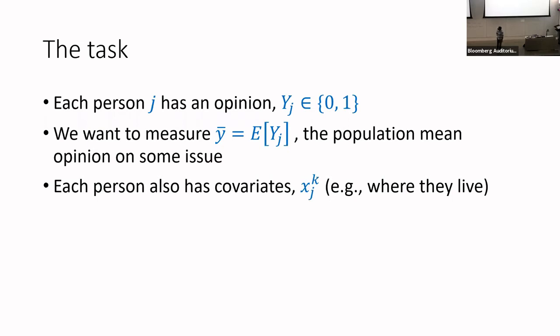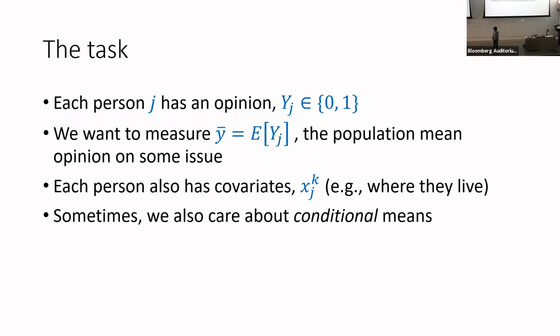We're going to say each person also has covariates x_j,k. So person j has, let's say, 10 covariates, so k goes from 1 to 10. And covariates can be gender, age, ethnicity, where they live, what political party they belong to, and so on.